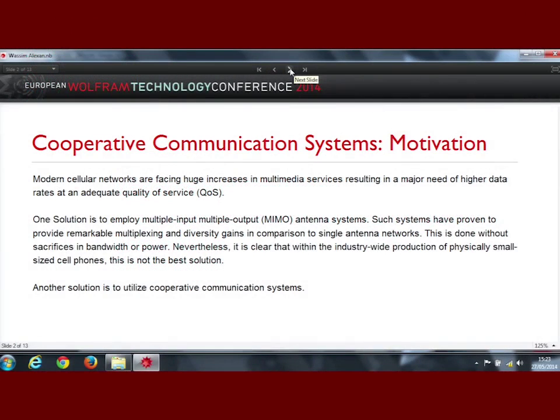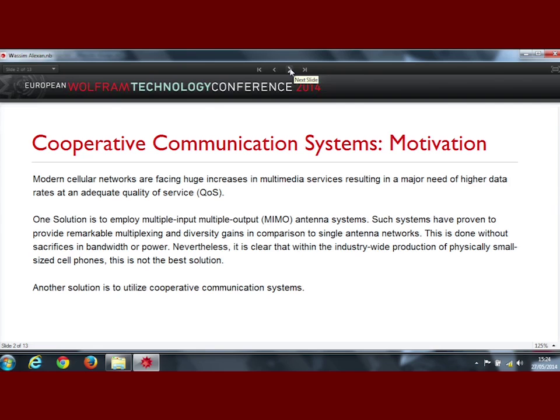The idea is rather simple. Modern cellular networks are actually facing huge increases in multimedia services that require higher data rates at an adequate quality of service. One way of actually doing so would be employing multiple input, multiple output systems, MIMO systems. This, of course, is rather successful. One example would be the new Galaxy S5 by Samsung. It has more than one antenna that could actually handle this.